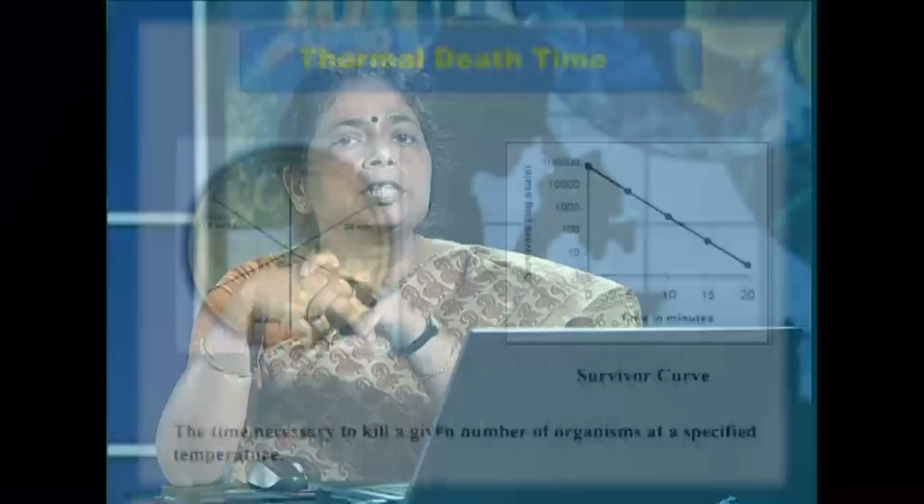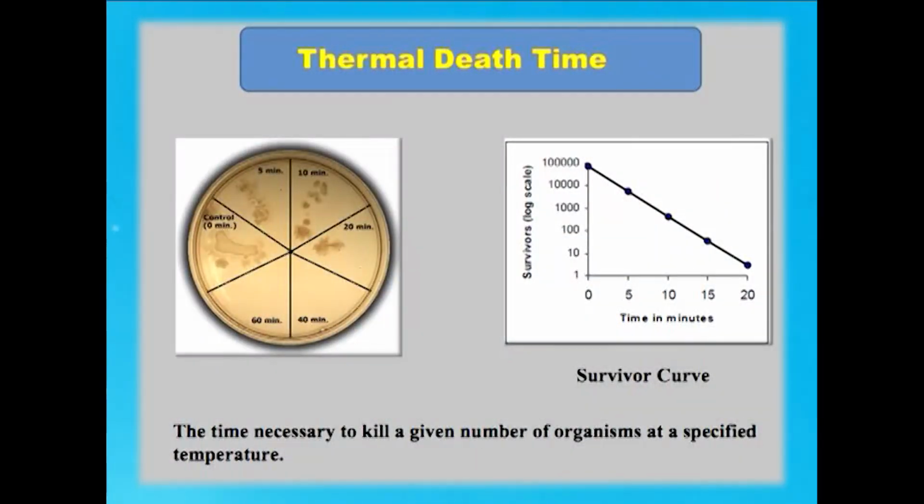Now when we say resistance exhibited by the microorganism, they have a very important property, and that is called the thermal death time, or TDT. Thermal death time is the time necessary to kill a given number of organisms at a specified temperature.